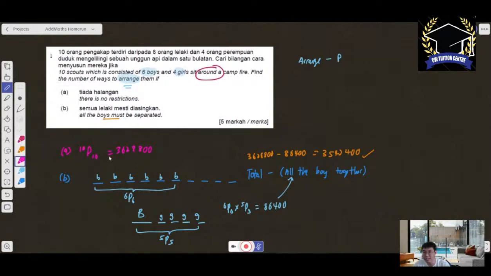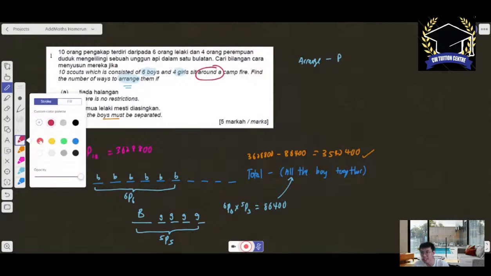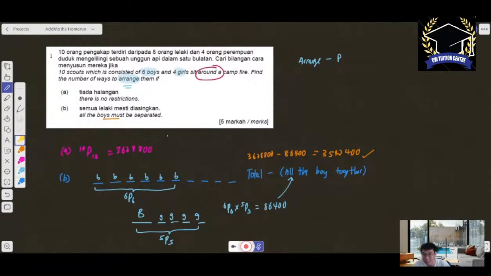So when we say around the campfire, we got 10 people, right? So if in a straight line, it would be 10 factorial. But if we say around a campfire, we say 10 minus 1 factorial. So we get 9 factorial to get the answer.